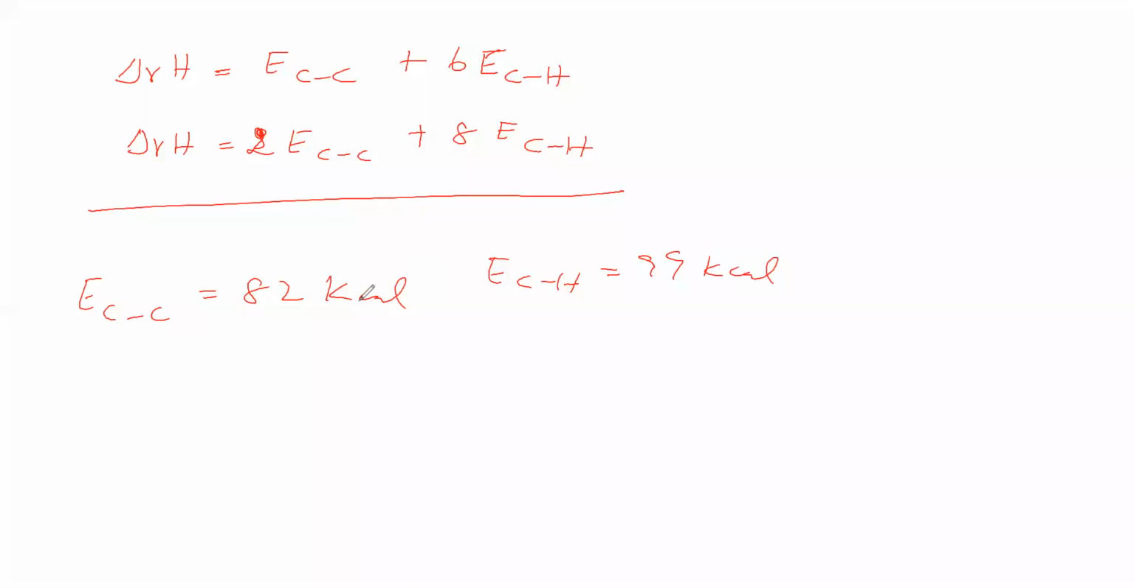So we got an idea, because we know this delta H value, and this delta H value also you know. Then you know how to get the CC single bond and CH single bond. So let us go for the next sum.